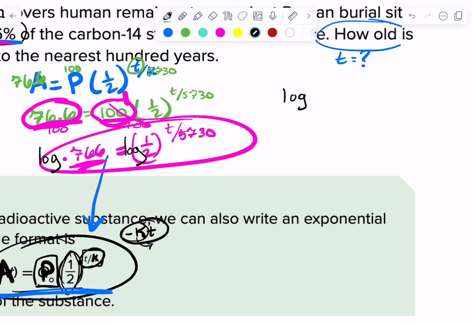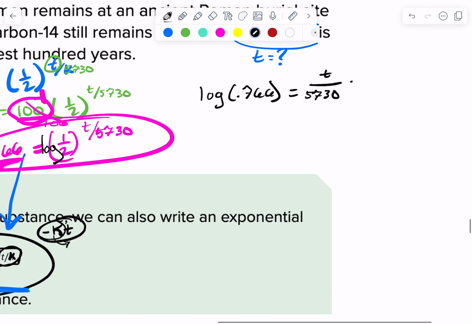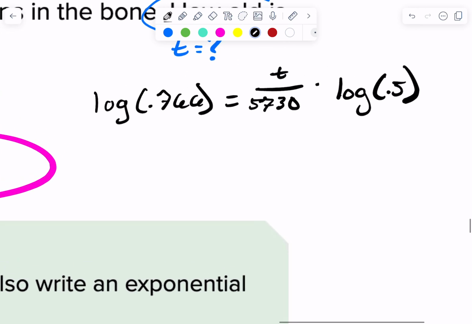Okay, so we've got log of 0.766 equals t over 5730 times log of 1/2. Or I'm going to say log of 0.5. Okay, now what would you like to do? I missed a whole lot. Hang on, hold on.